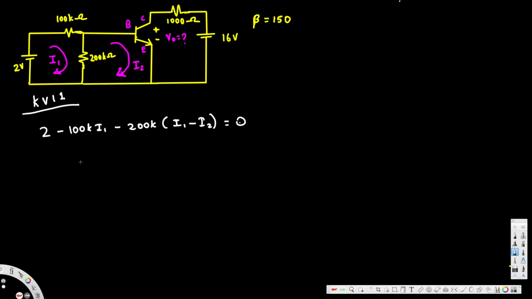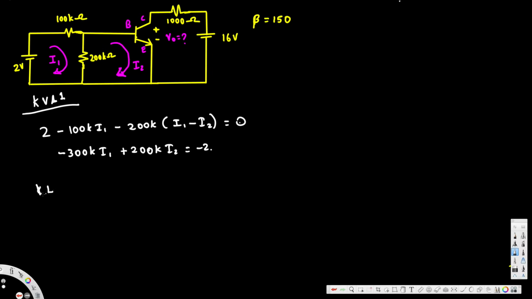Now if we simplify this one, here we have 200k I1 minus 100k I1. Totally we are going to get negative 300k I1, and negative 200k negative I2, that's going to be positive 200k I2, that's equal to negative 2. Okay, that's KVL 1, and I'm going to apply KVL for the second loop.